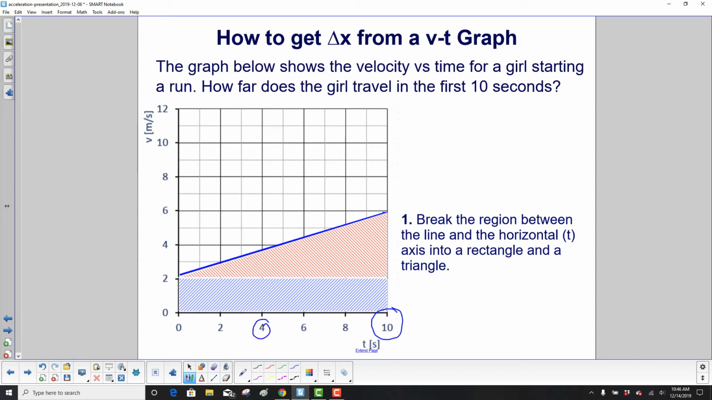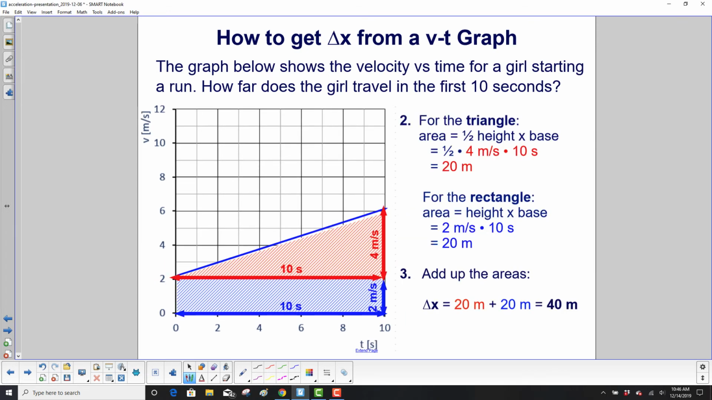So let's break it into a rectangle and a triangle. Here's our initial velocity. This piece gives us our rectangle. Okay. Then what do we have? We have an acceleration or an increasing velocity, and that's our triangle. So we're done with the first step.